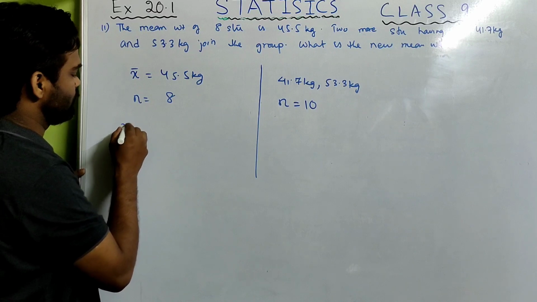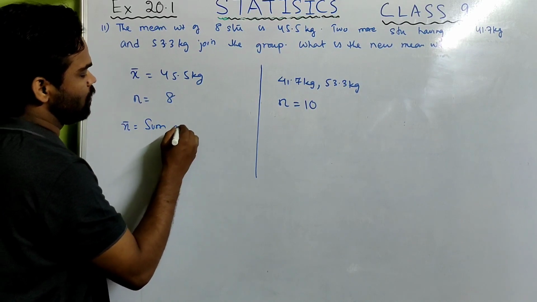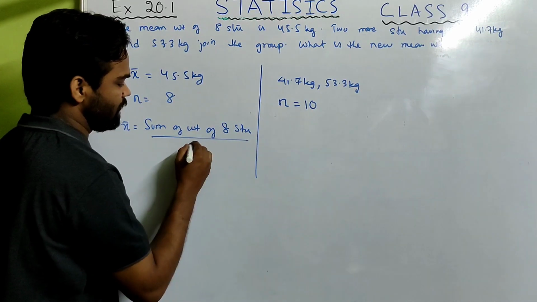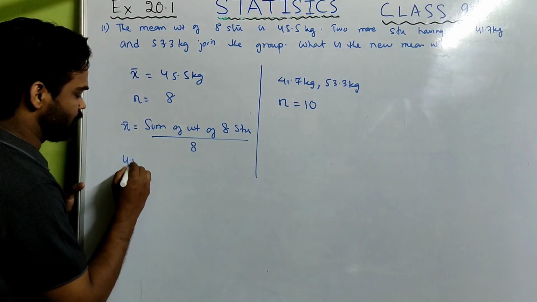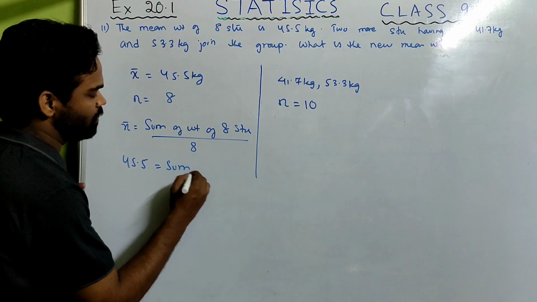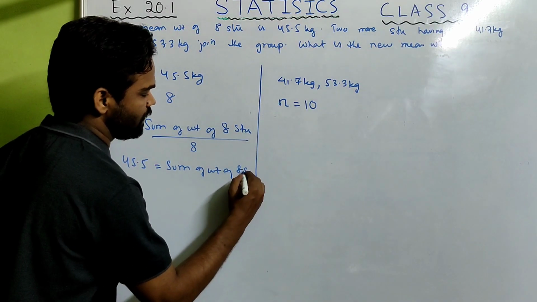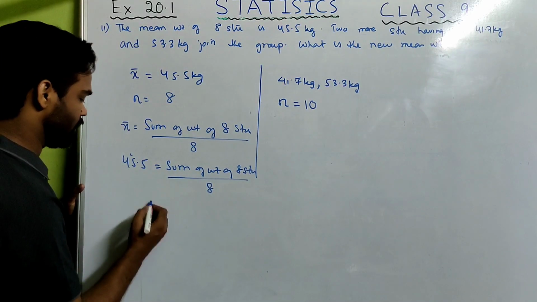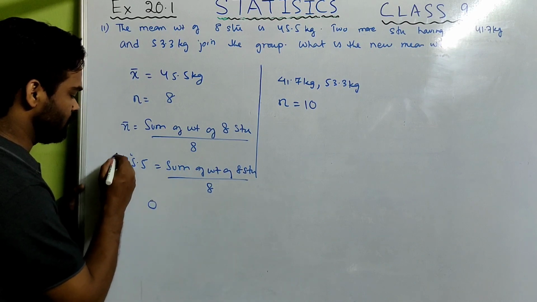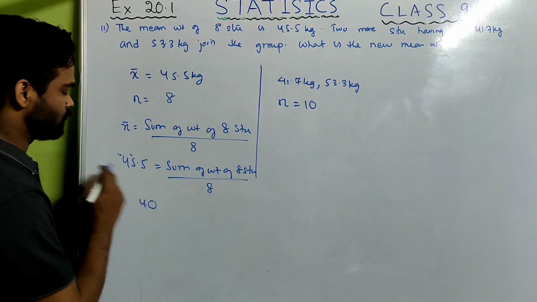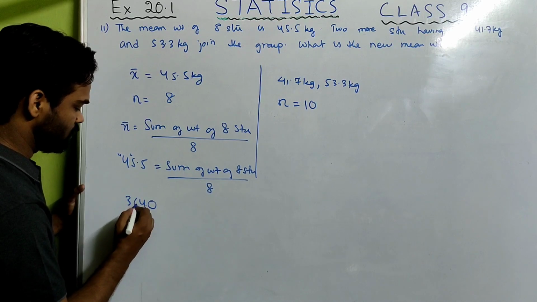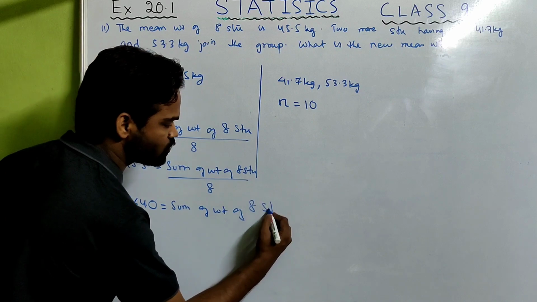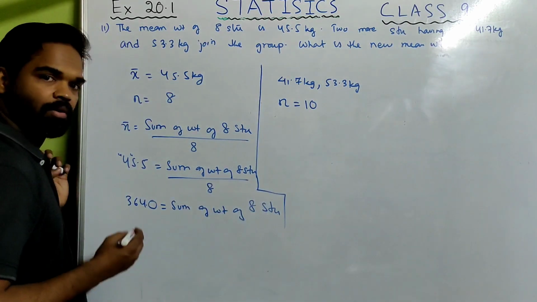Look carefully. Mean equals, in this case, sum of weight of 8 students by 8, isn't it? The mean is 45.5 equals sum of weight of 8 students by 8. So multiply: 8 5s are 40, 8 4s are 32, 32 plus 4 is 36. 364 equals sum of weight of 8 students. Am I clear or not?